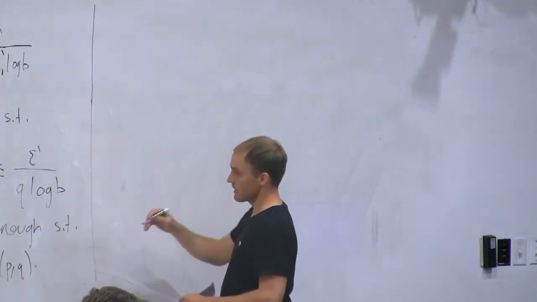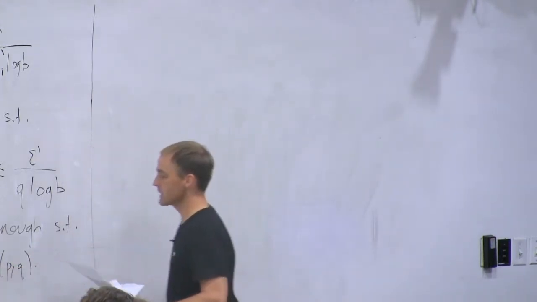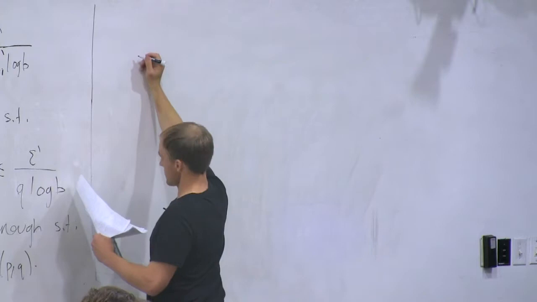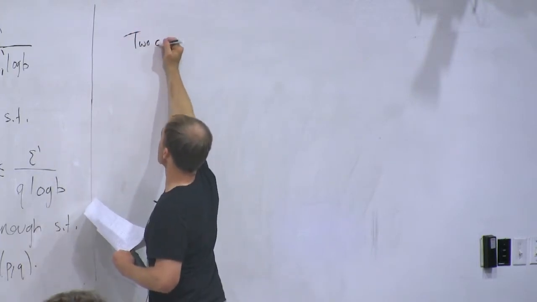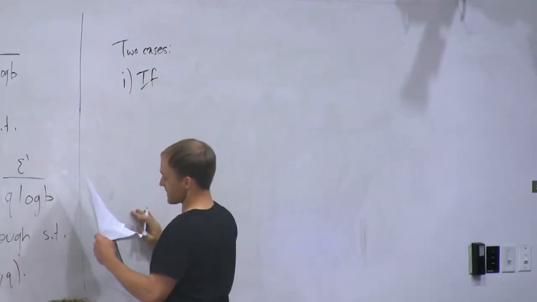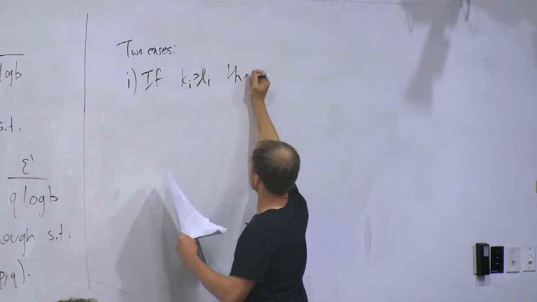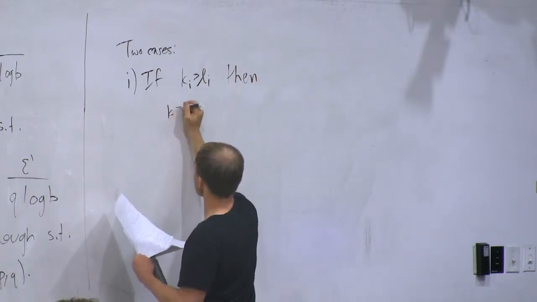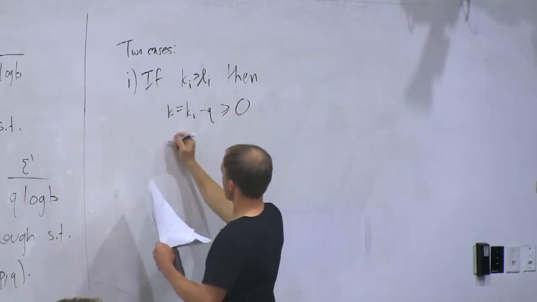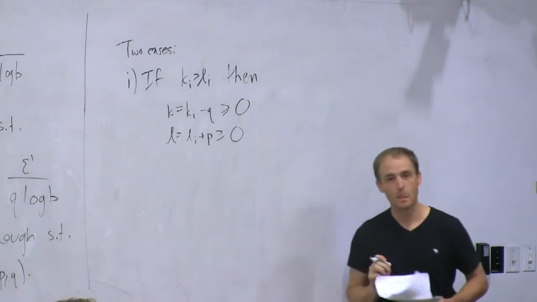Okay, so under this assumption that the max of Ki and Li is bigger than or equal to the max of p and q, I want to divide it into two cases to finish the proof. Case number one: if I get to an ni where Ki is bigger than Li, then I know that the number Ki minus q is bigger than or equal to 0, and I also know that the number Li plus p is bigger than or equal to 0.